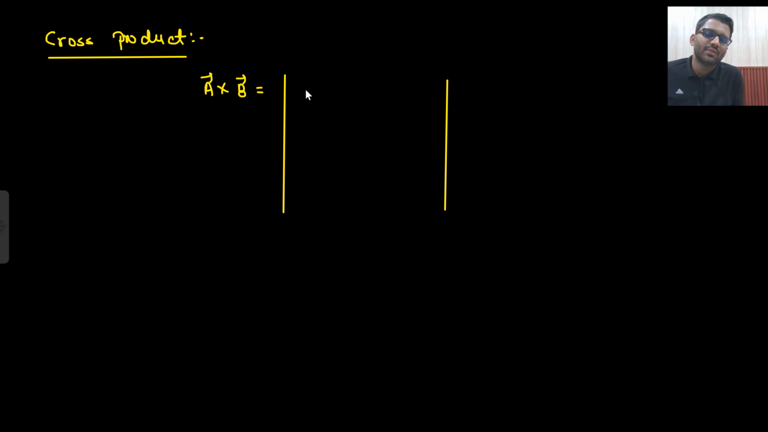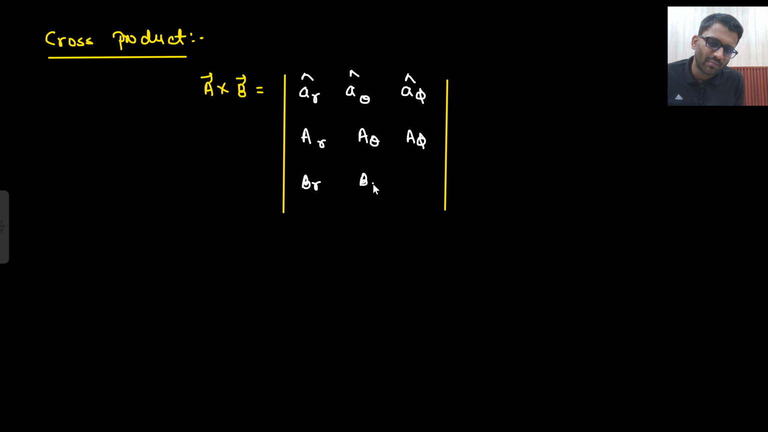Cross product. So r, theta, phi. What am I going to write here? Sorry, A cross B you need to do. So A_r, A_theta, A_phi, B_r, B_theta, B_phi. So A cross B I will get. A cross B will be r cap (A_theta B_phi minus B_theta A_phi).